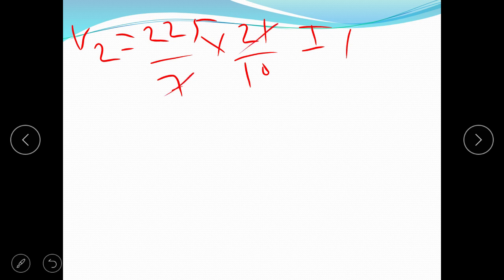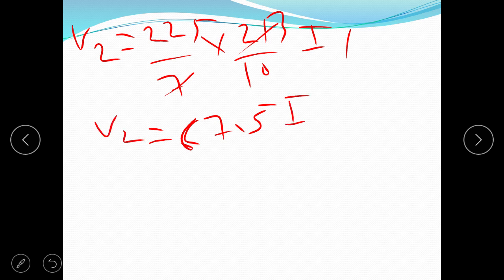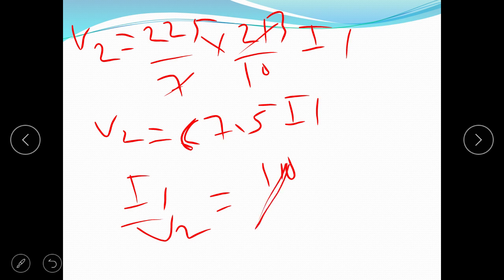So 7 goes 3 times, and we obtain this value. The value becomes 67.5 for V2 upon I1. So I1 upon V2 we can directly write as the ratio 1 upon 67.5.